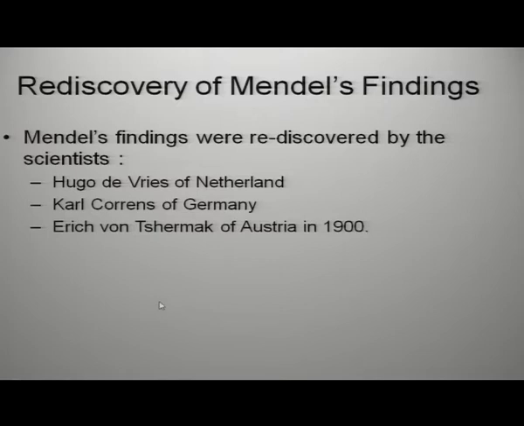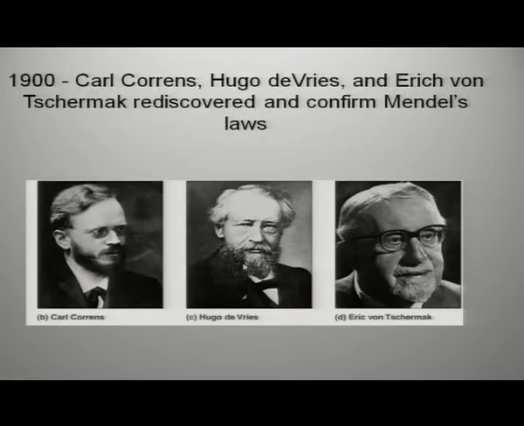But later, in 1900, his work was rediscovered by a group of 3 scientists: Hugo de Vries of Netherlands, Carl Correns of Germany, Erich von Tschermak of Austria, who rediscovered the valuable work of Mendel in 1900. You can see here the pictures: Carl Correns, Hugo de Vries, Erich von Tschermak, the 3 scientists who rediscovered Mendel's work.